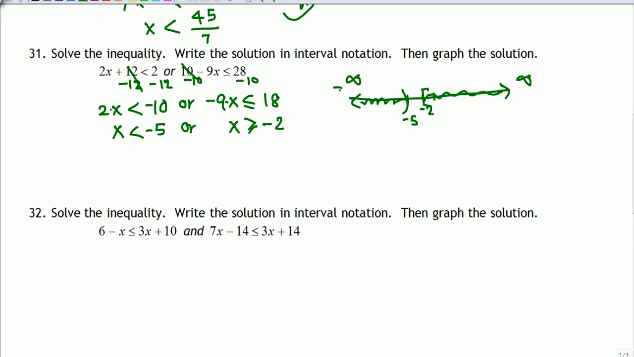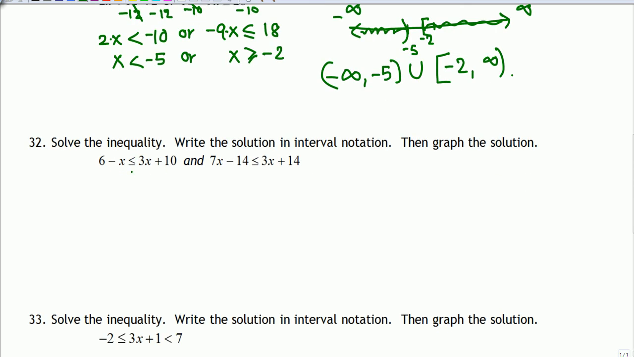So the solution in interval notation is negative infinity through −5, both parentheses, and −2 to infinity, but −2 is included, a bracket, because we have bigger than or equal to, so bracket to infinity. Never use a bracket for infinity though. Okay, next, 32.